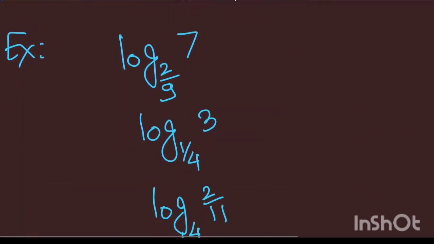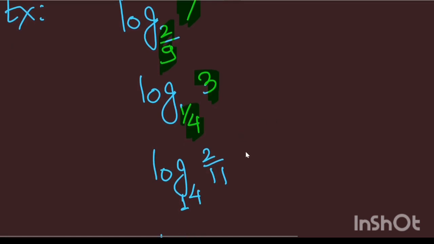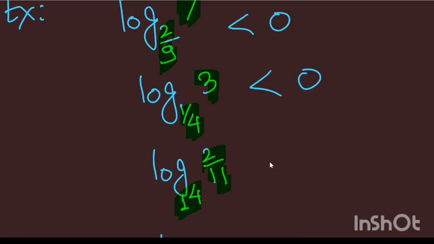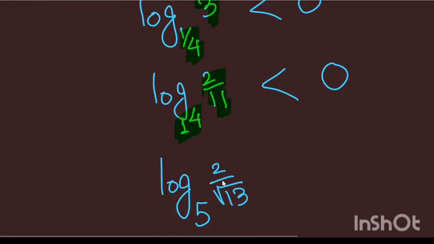As you can see here greater than 1, here 0 to 1, here greater than 1, between 0 to 1, here between 0 to 1, here the base is greater than 1. So in all of these examples the value of log is negative, guys. Okay, and here as well, guys, here as well it is negative.